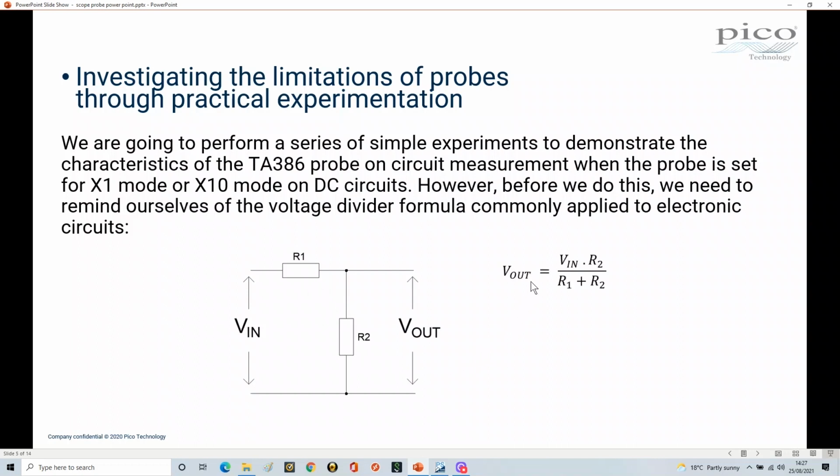So the formula is V out is equal to V in times R2 divided by R1 plus R2. And this can be rearranged such that R2 is equal to R1 over V in over V out minus 1. So this formula may well be familiar to you, but if not, don't worry about it. I'll mention it later on, and it's all written down, but you get a rough idea of what's going on and how important this is.